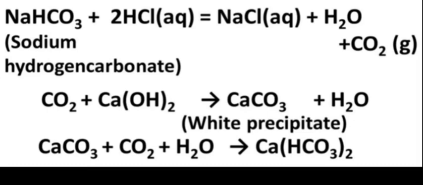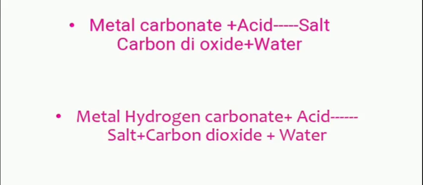So like this, in both the cases, it may be metal carbonate or metal hydrogen carbonate. We find the formation of salt plus liquid plus carbon dioxide gas. Hence, these are the two general forms for metal carbonate and hydrogen carbonate. When these two react with acids, they give salt, and carbon dioxide is evolved with the formation of water.